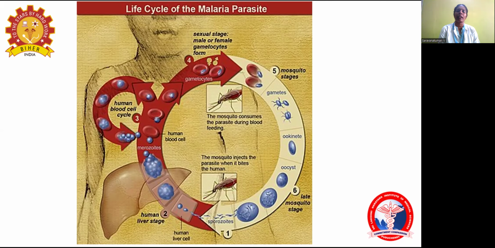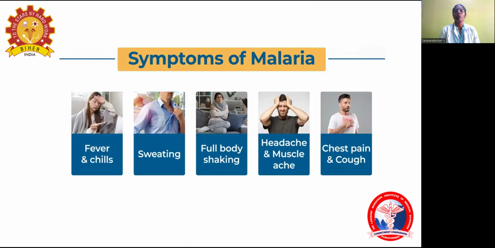With the bite of the female Anopheles mosquito, along with the proboscis, saliva will enter, and along with the saliva the sporozoites also will enter into the circulation. This is the life cycle of the malarial parasite. I hope I have taught the life cycle elaborately. Next, we'll move on to the symptoms of malaria.